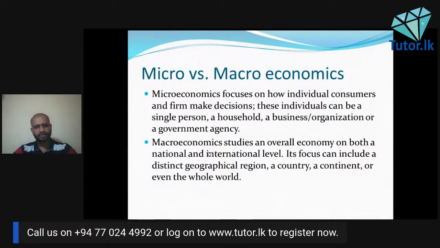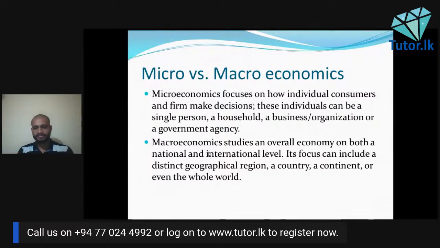If you take macroeconomics, you are trying to analyze the overall economy. You are not going to focus on each and every individual and each and every company, but you are taking all individuals as a whole. Then you are trying to get an understanding about the behavior of all the entities. So let's say you are talking about the interest rate of the country. That comes under macroeconomics.